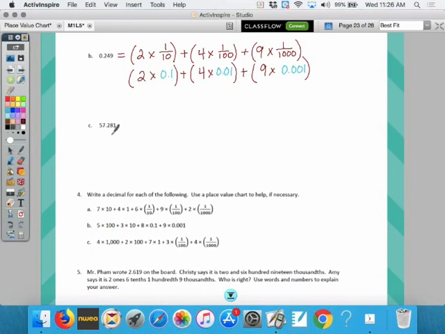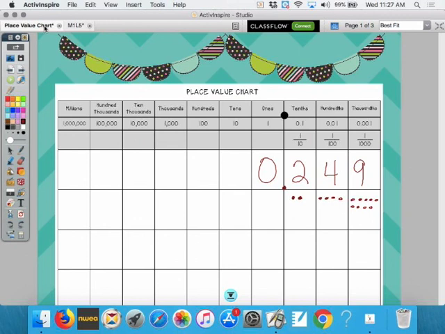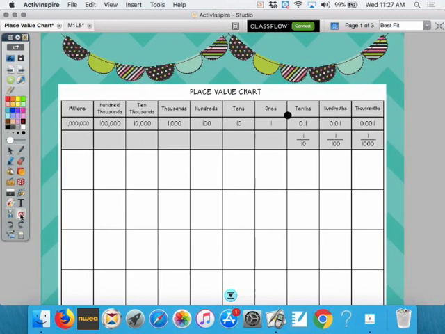Okay, so on this one, we're going to put it on the place value chart. 57 and 281 thousandths. So what goes before the decimal? 57. And then 281 thousandths. Good. And if I had the dots, I would do five copies of what number? 10. Look at the place value chart. Five copies of 10. And seven copies of? One.